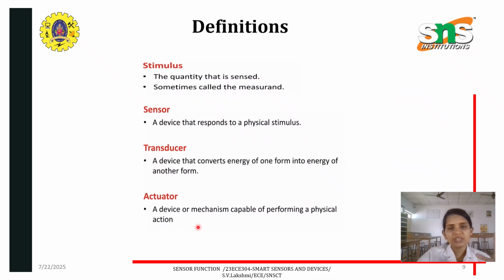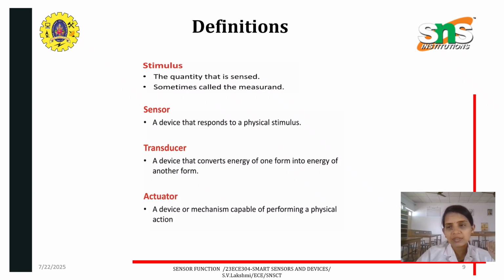So a few definitions as a summary. Stimulus is nothing but the quantity that is being sensed. The other name is also measurement. And a sensor, as I told, is a device that responds to a physical stimulus. A transducer will convert one form of energy into another form. An actuator is a mechanism capable of performing a physical action or motion.